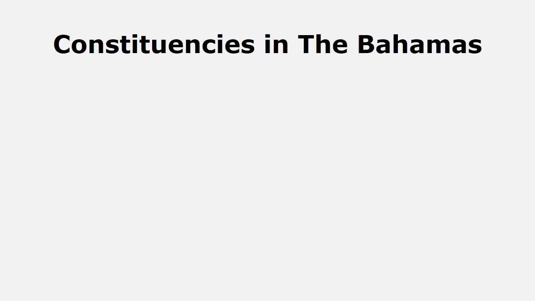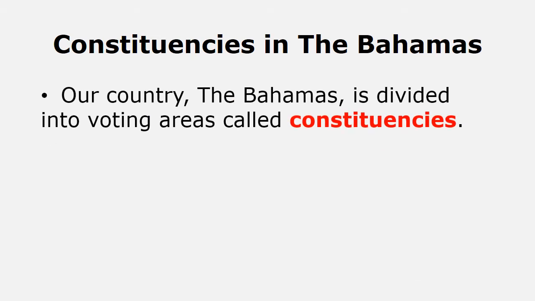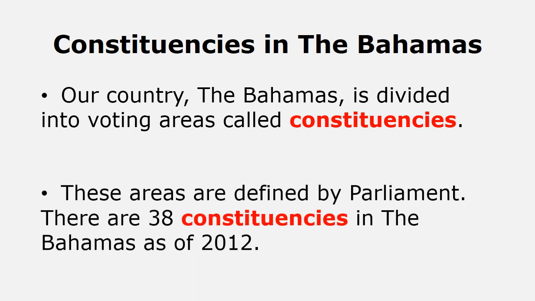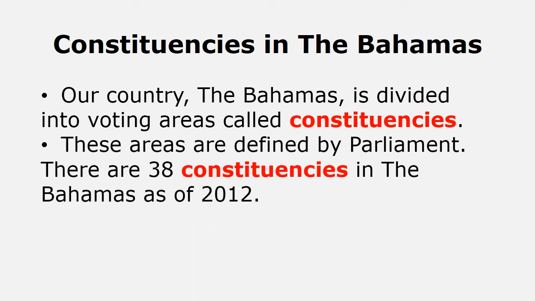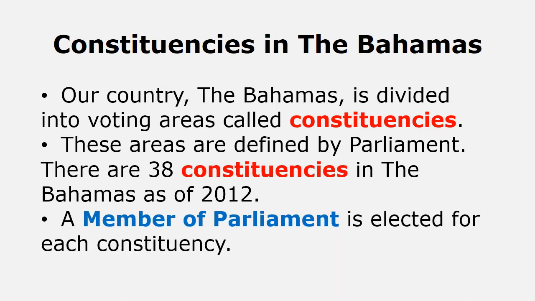Constituencies in the Bahamas. Our country, the Bahamas, is divided into voting areas called constituencies. These are defined by Parliament, and there are 38 constituencies in the Bahamas as of 2012. A member of Parliament is elected for each constituency.